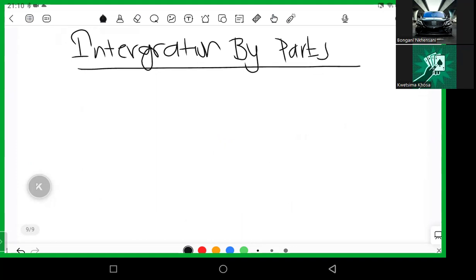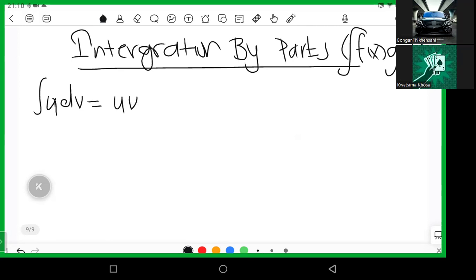So with integration by parts, we have got this general formula, the integral of u. Firstly, we use integration by parts when we have got what? A product of two functions. If you have to integrate functions which are multiplying each other, okay? The integral of u dv is equal to uv minus the integral of v du. So now we know that.